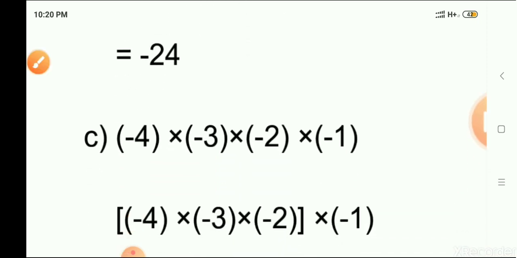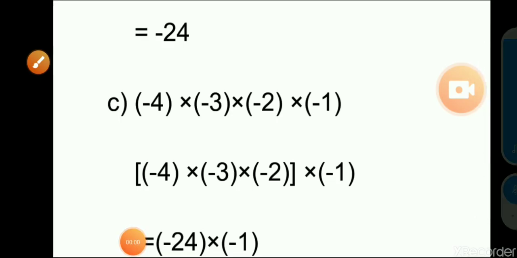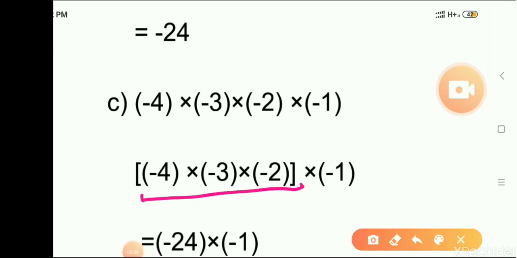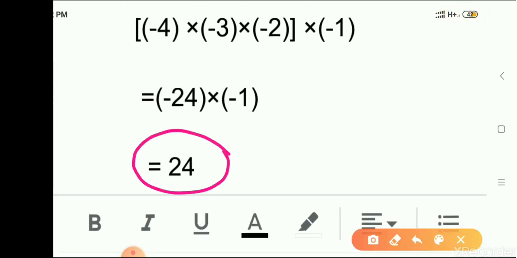Now, in the third case, we have taken four negative integers. We will pair up the first three integers, that is minus 4, minus 3 and minus 2, in multiplication, and it will be multiplied with minus 1. After solving this bracket, we will get the answer minus 24, which we have seen in our previous case, and it will be multiplied by minus 1. So, our answer will be plus 24.